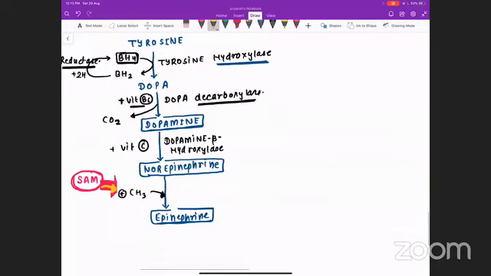So this is how all the three catecholamines are synthesized: dopamine, norepinephrine, and epinephrine. The rate-limiting enzyme for catecholamine synthesis is the first one, that is tyrosine hydroxylase.